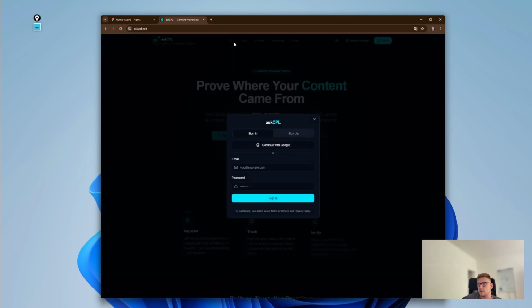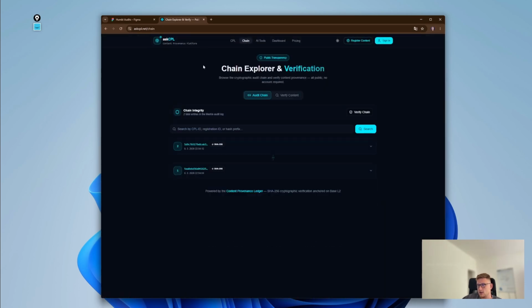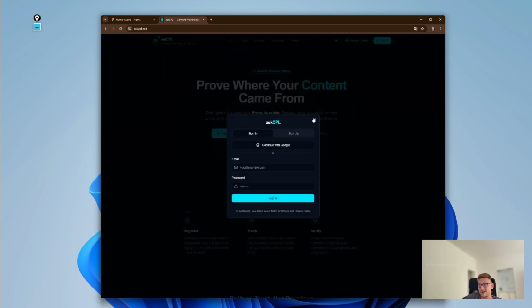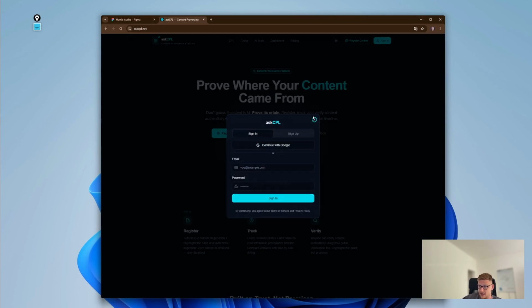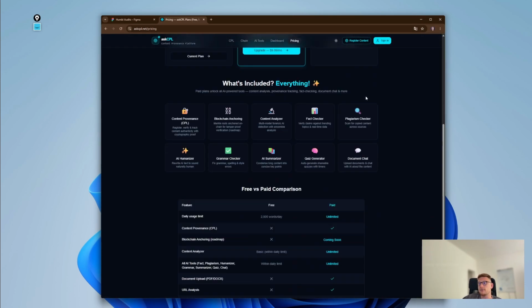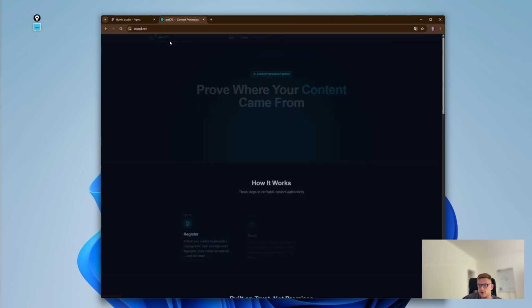And then right here, the next problem is that you have CPL. Okay, so this one is gate cap. Then you have chain. I'm not sure what that is. I'm probably not the ICP, so that's fine. Then you have AI tools gate cap. Then you have dashboard gate cap, and then you have pricing, which is not gate cap. You need to change that, all right?